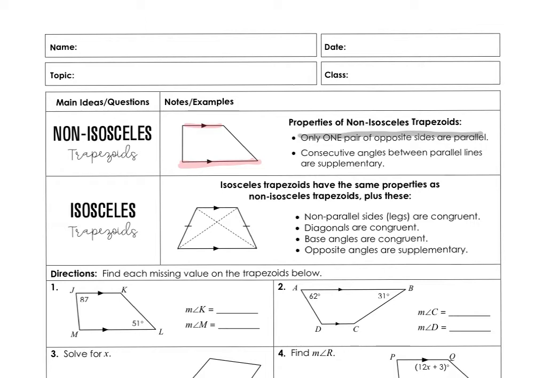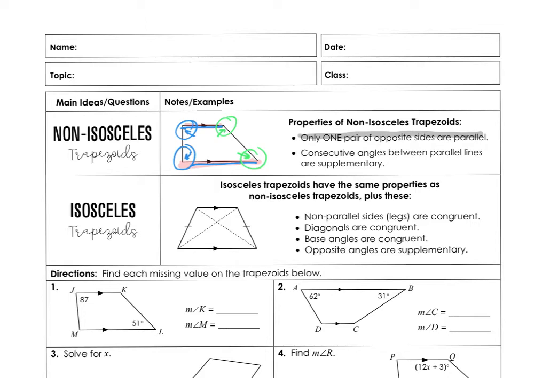So again, what that means is we have these two parallel lines. These are the consecutive angles between that pair of parallel lines right there, and then the other consecutive angles between that pair of parallel lines right there, and they are supplementary. Okay, those are supplementary. So the blue is supplementary, and then the green is supplementary. So that is your standard non-isosceles trapezoid.